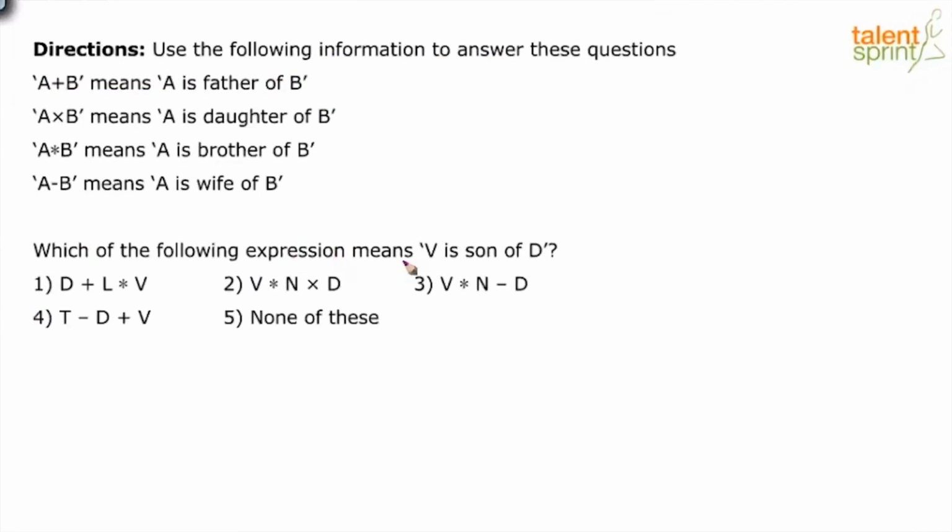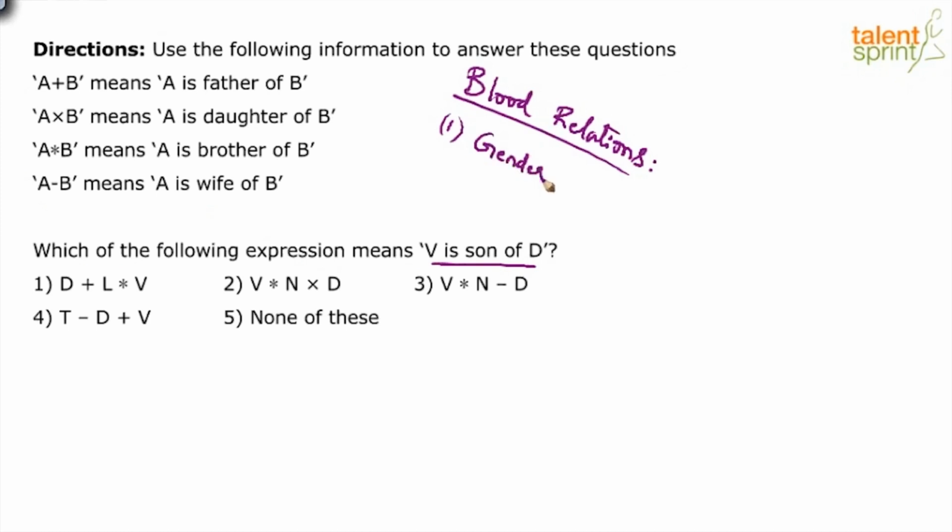Which of the following expressions means V is son of D? Now go with the previous point that we have discussed. Which of the following means V is the son of D? So one technique that can be used here is what we have discussed in the blood relations model 2. If you have gone through the blood relations video, in model 2 we have discussed something called the gender and generation gap technique. You can just rule out or eliminate the options based on 2 points. One is the gender and the second one is the generation gap.